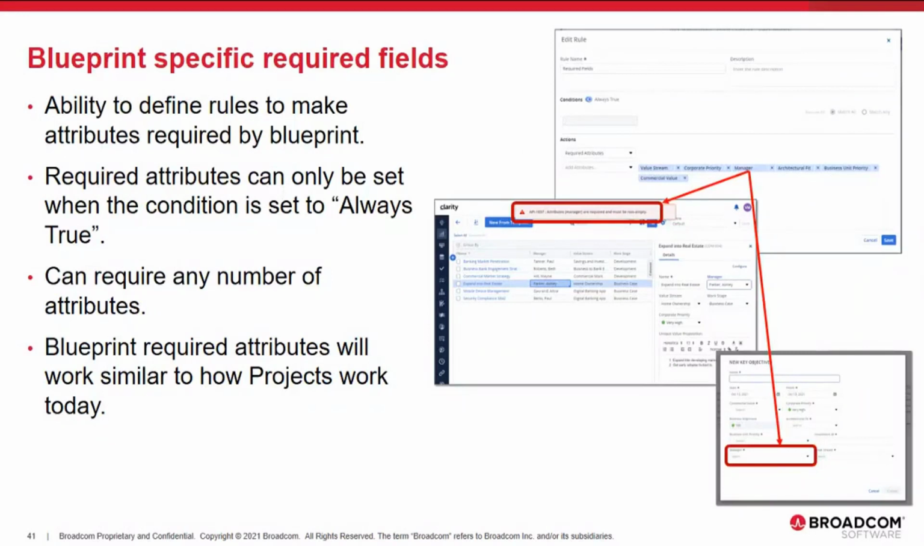You can also define blueprint-specific required fields. The ability to define the blueprint required fields works in a similar manner as projects, where you would create a business rule. The business rule will have the condition of always true, and then you can define the list of required attributes with any number of attributes. And then anytime a CIT is created using this blueprint, those attributes will then be made required for that specific instance.